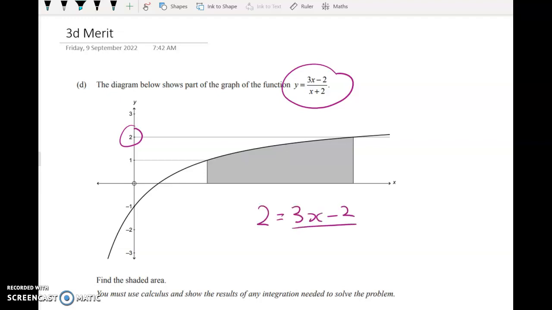So 2 is equal to 3x minus 2 over x plus 2. Multiplying through by x plus 2 gives me 2x plus 4 is equal to 3x minus 2. That gives us 6 is equal to x. So that's my first value here.